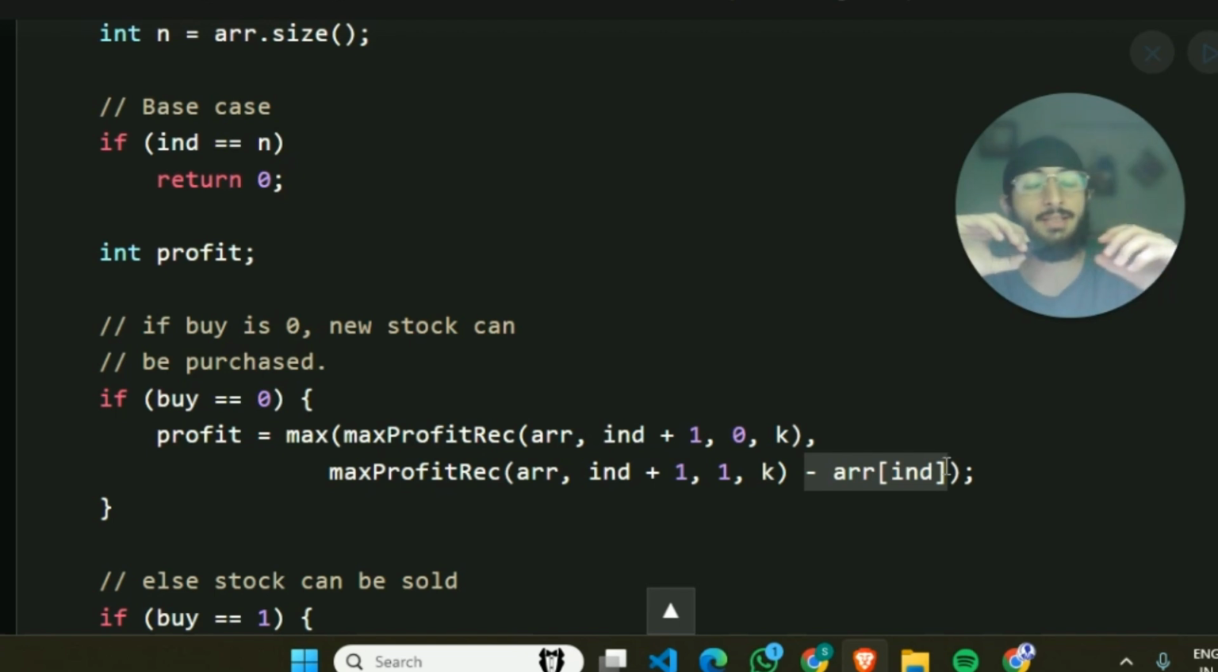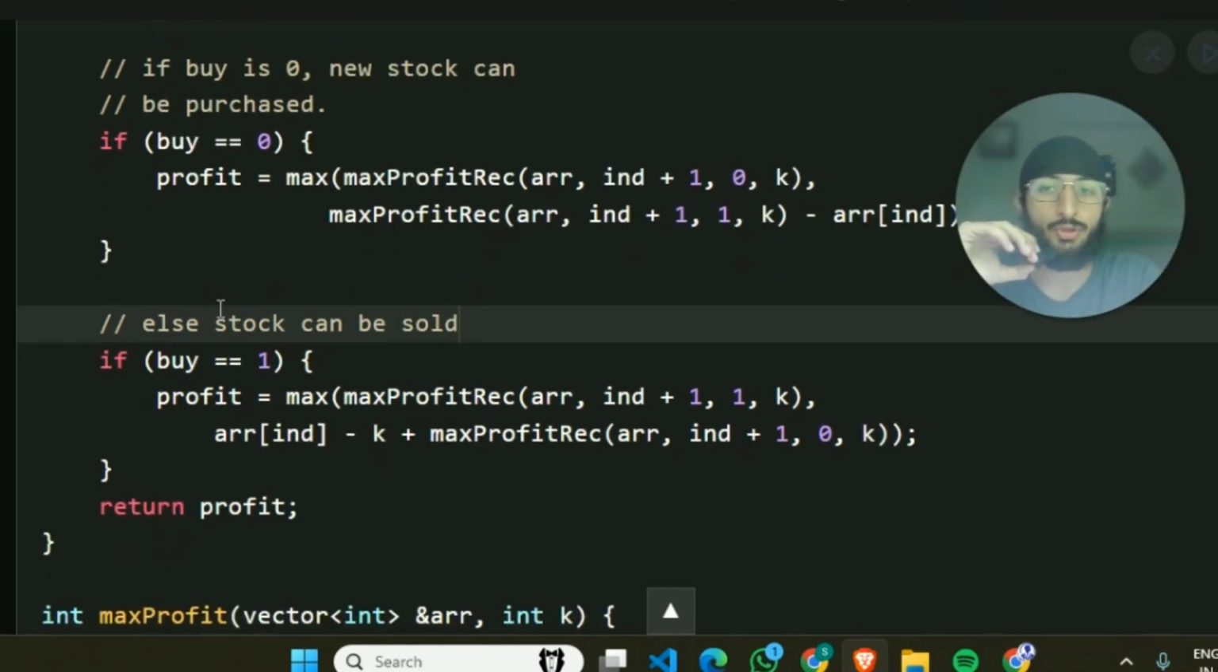So that is why state is changed to 1. And minus array of index is basically we subtract the cost. That is, since we have bought a stock, we would incur a loss, not a loss, but we would incur a cost, since that is the cost price of the stock. So since we have bought the stock, we subtract the array of index from this, right?